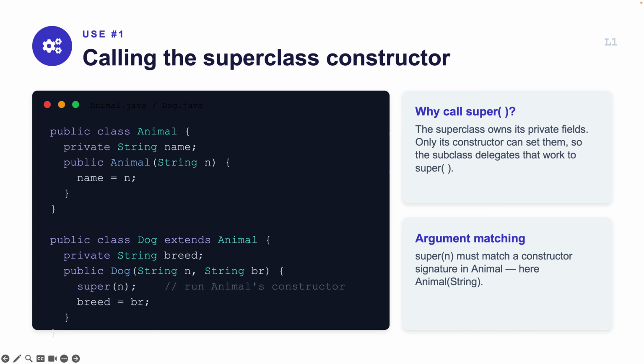The rule to burn into memory is this. If you write an explicit call to super, it must be the first statement in the constructor, not the second line, not after some other assignment, the very first. The exam loves to test that. If you try to put it anywhere else, the code will not compile.